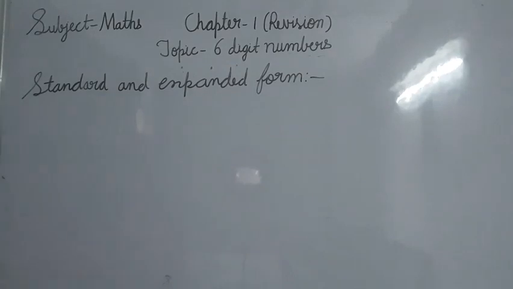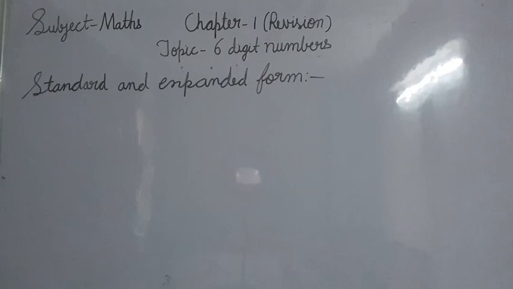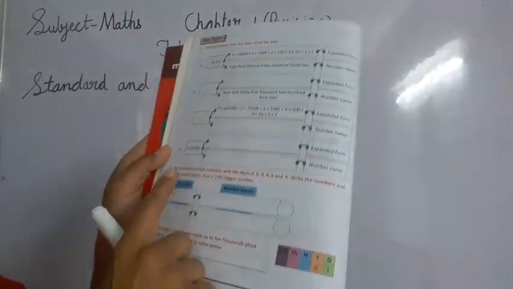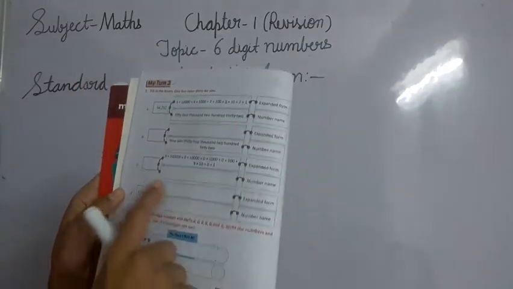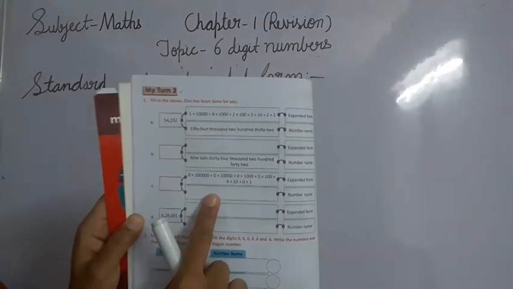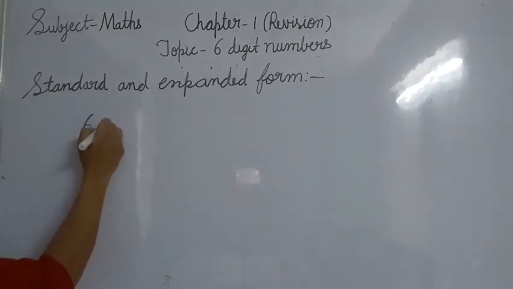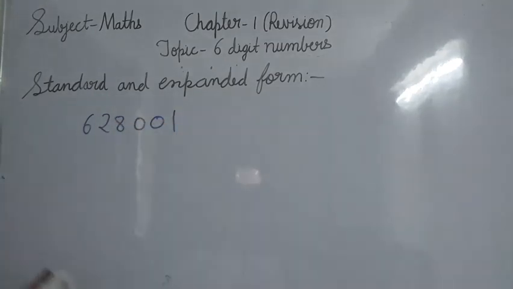So now let's see the standard and expanded form of a 6 digit number. I'm doing the problem from your practice book, page number 4, problem D. Okay, D1 I'm doing. If I do this one, the rest you can do in the same way. So our number is 628001. So 6 digits are there.